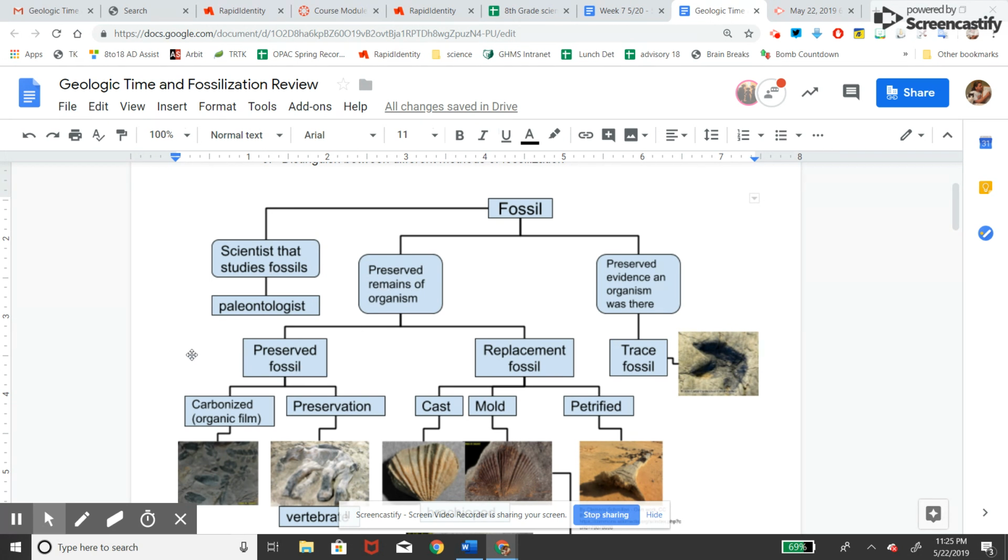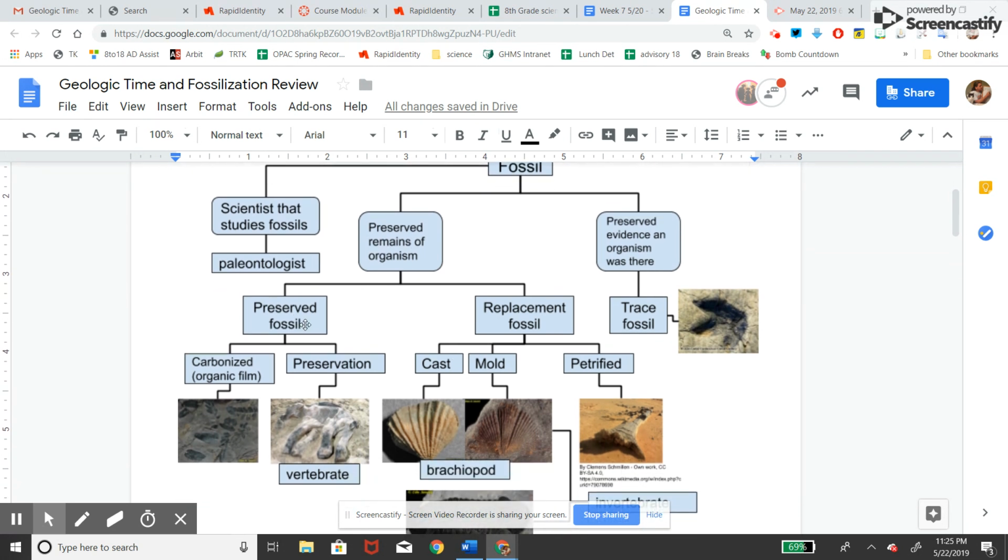One way a preserved fossil could be carbonized. This is just an organic film, because organic means it contains carbon. It is just a film on top of the rock that came from the organism that was alive. Preservation is when the entire thing is preserved. This looks like some type of elephant here. Okay, it's a vertebrate, very important.